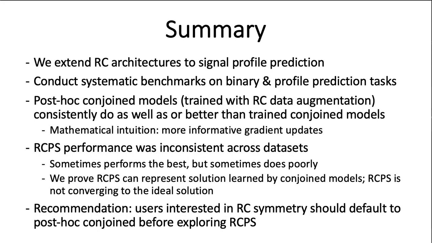To summarize, in this work, we extended RC architectures to signal profile prediction and performed systematic benchmarks. We found that post-hoc conjoined models consistently did as well or better than trained conjoined models and presented a mathematical intuition for why. We also found that the performance of RCPS was inconsistent across datasets. Although it sometimes performs the best, it also sometimes does poorly relative to other architectures. And this happens in spite of the fact that the RCPS architectures are capable of representing the solution learned by the conjoined models, which means that the RCPS models are not converging to the ideal solution. Thus, we recommend users who are interested in RC symmetry default to post-hoc conjoined models before exploring RCPS.